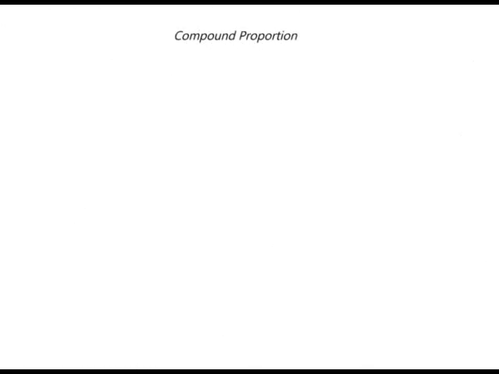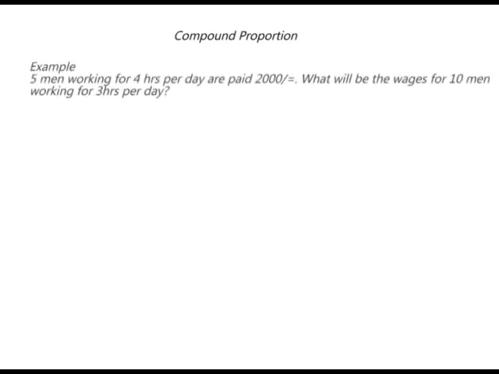Next, compound proportion. Now, in compound proportions, there are more than 2 quantities involved, and so the quantity in question will depend on at least 2 other quantities. For example, 5 men working for 4 hours per day are paid 2,000 shillings. What will be the wages of 10 men working for 3 hours per day? 3 quantities, number of men, hours of work, and the total wage. We work the exact same way, but we handle each pair of quantities separately.